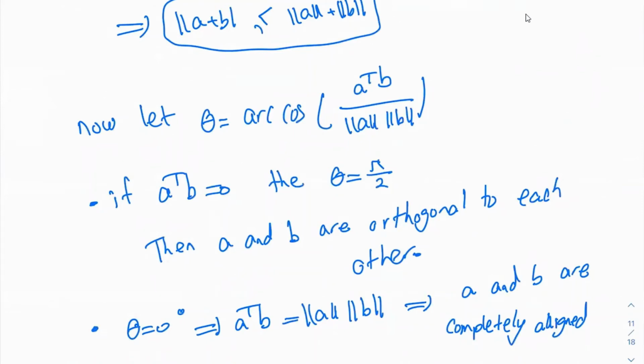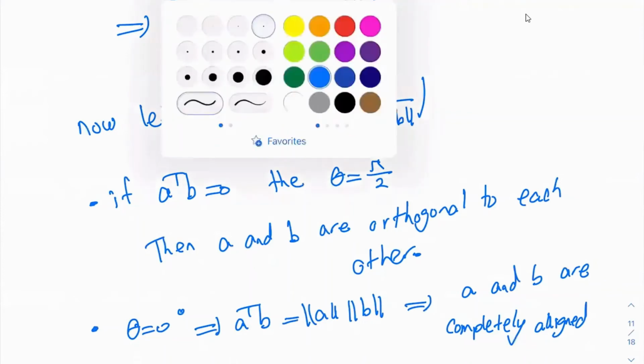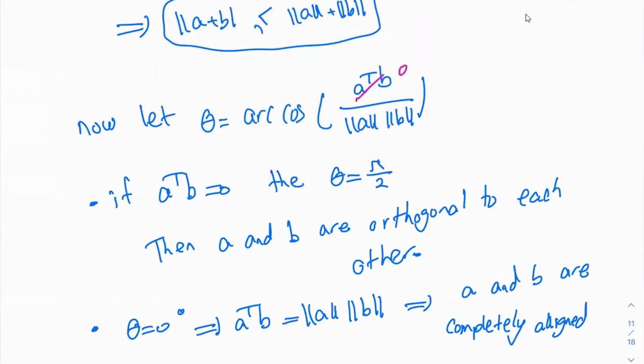If A transpose B is equal to 0, this is used a lot in literature. They say that vectors are orthogonal to each other when the dot product is 0. Now we will see why. If the dot product is 0, this term is 0, right? What is the angle for which this cosine is 0? I think we agree. So then A and B are orthogonal to each other.